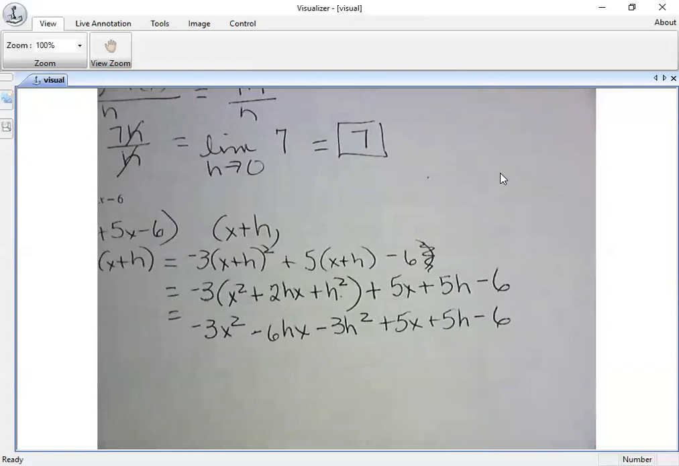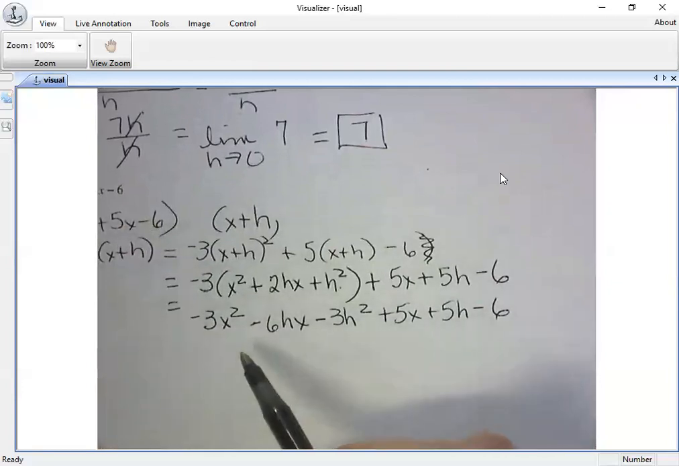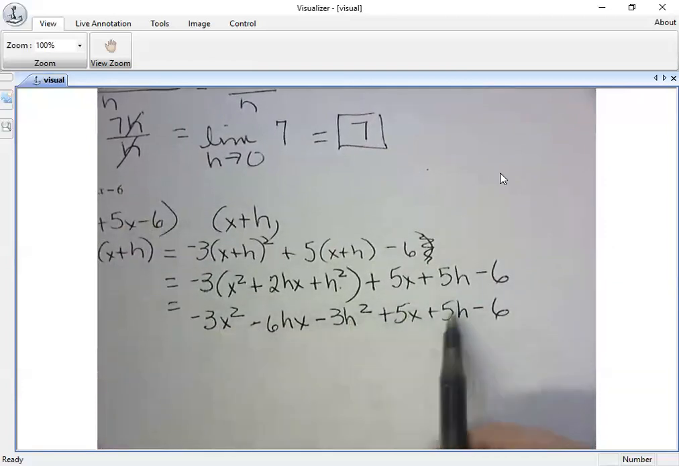What do we have that we can combine? Anything? Or are these all different? Yeah, I think they're all different, aren't they? I don't see any like terms. We went from having 3 terms in the original first term for the y value to 1, 2, 3, 4, 5, 6 terms. Okay? That's all right.